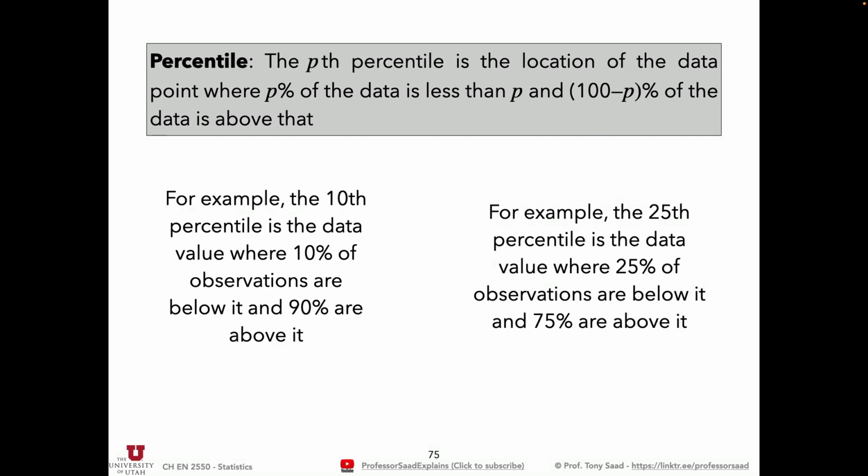So two examples here. For example, the 10th percentile of the data is the value where 10% of observations are below it and 90% are above it. So it's a location on the x-axis in a histogram or a frequency distribution. The same way we drew the median, that was the value where half the data were below it and half the data were above it. This just generalizes that concept. We're no longer thinking about 50%. You can think about 25, 30, 60%, whatever you like.